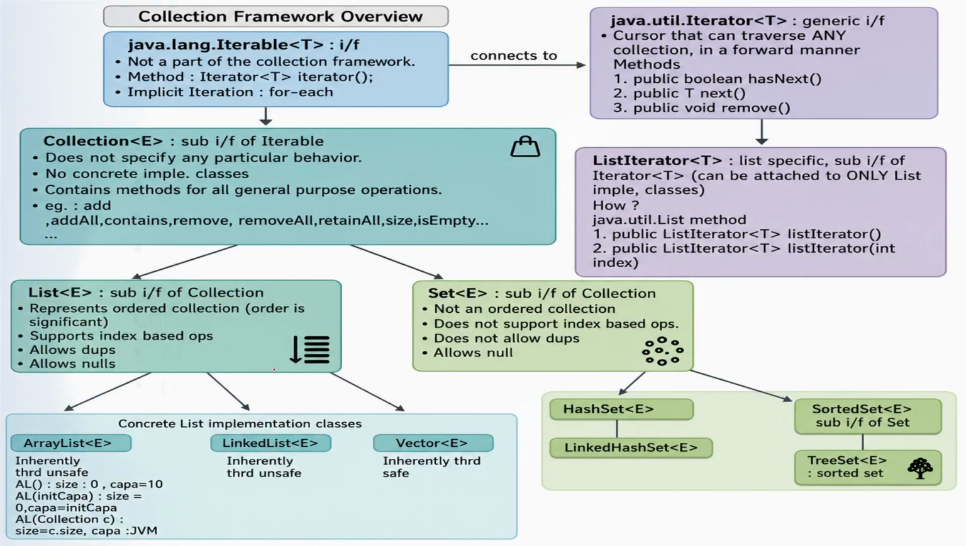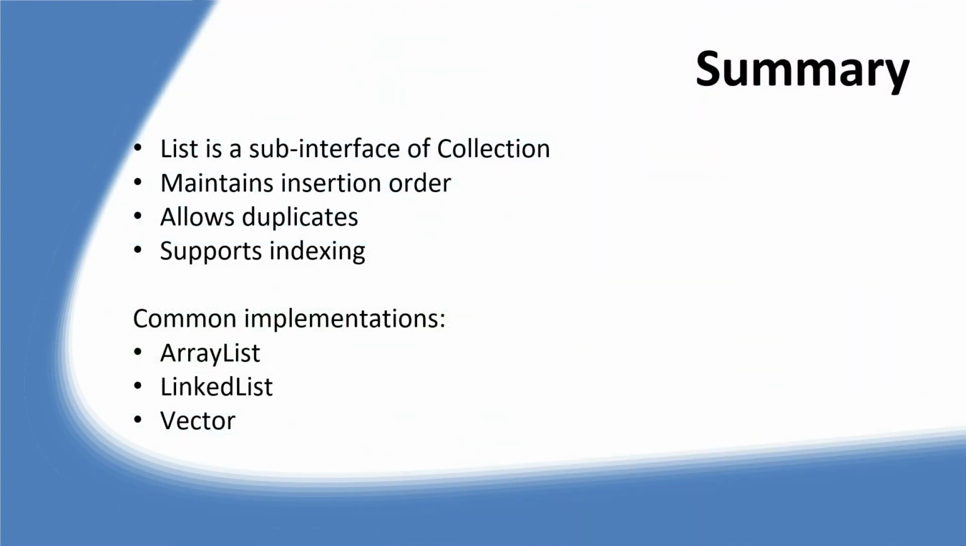So let's quickly summarize what we have learned so far. List is a sub interface of collection. It maintains insertion order. It allows duplicates. It supports indexing. We have seen the same in the diagram. And common implementations are ArrayList, LinkedList, and Vector.